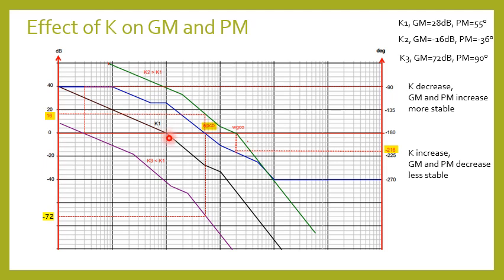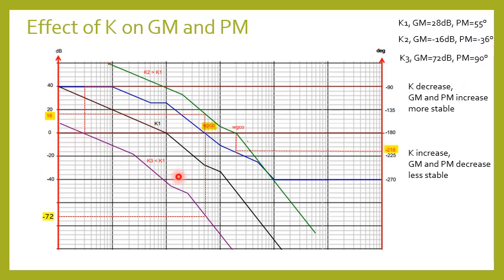If we consider a K value greater than K1, you will find that the magnitude will rise by a certain amount. The magnitude plot is plotted in the green color. If you check the gain margin and the phase margin, you will get the gain margin to be 16 dB and the phase margin to be negative 36.